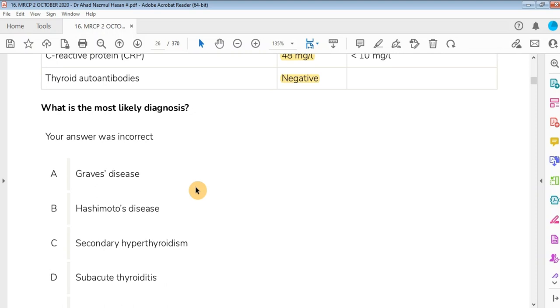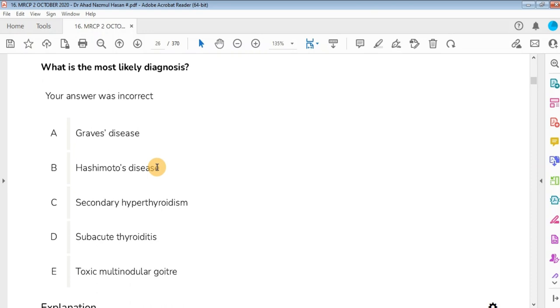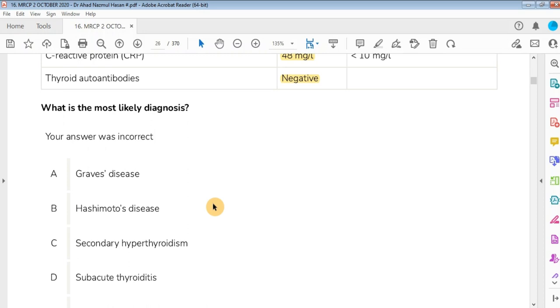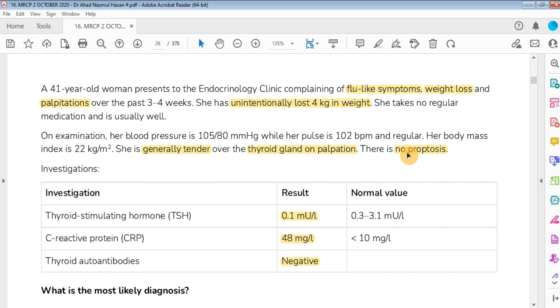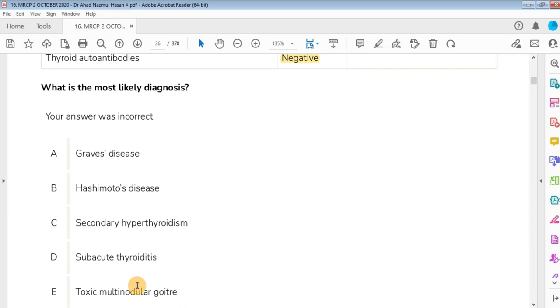And if we look at the options here, Hashimoto's disease will come up with the features of hypothyroidism. So this is excluded. Secondary hyperthyroidism will have the elevated TSH level, so this is also excluded. And in case of Graves disease, the patient will either have the shin lesion, or there should be features of Graves ophthalmopathy as well as the proptosis. And this is not usually preceded by the flu-like symptoms. And toxic multinodular goiter will have the multiple nodules, not the generally tender thyroid gland. They have multiple nodular shaped nodules on palpation.